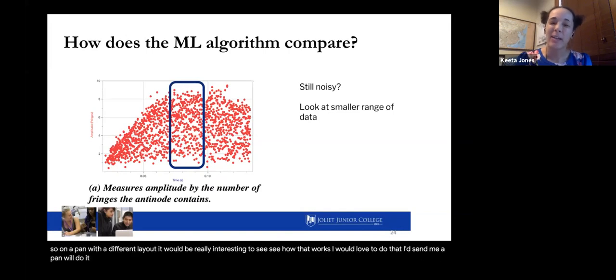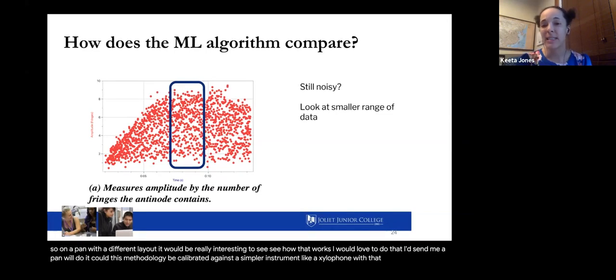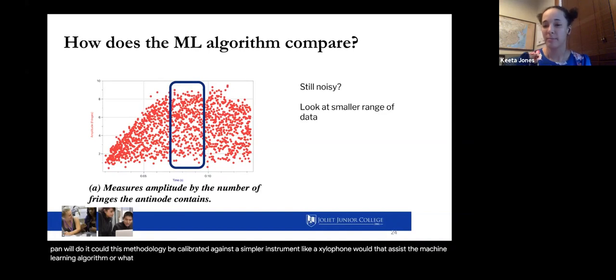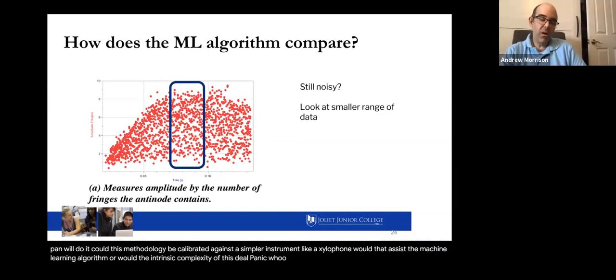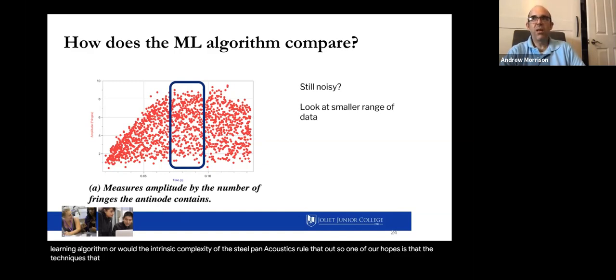Okay, here's one. Could this methodology be calibrated against a simpler instrument, like a xylophone? Would that assist the machine learning algorithm, or would the intrinsic complexity of the Steelpan acoustics rule that out? So one of our hopes is that the techniques that we're developing with the machine learning algorithm are generalizable to other musical instruments or other vibrating systems.